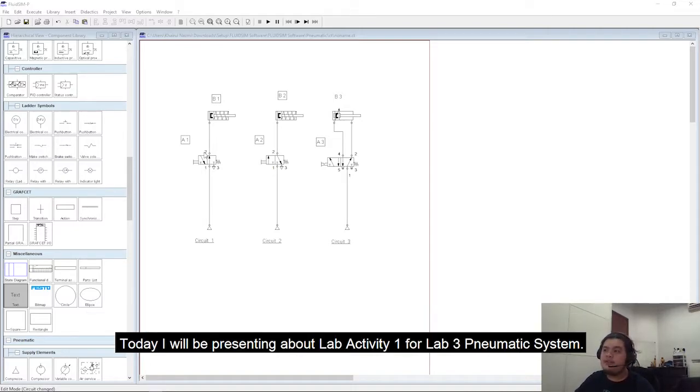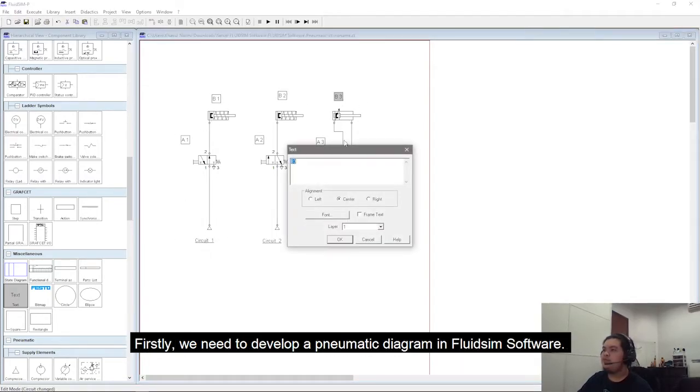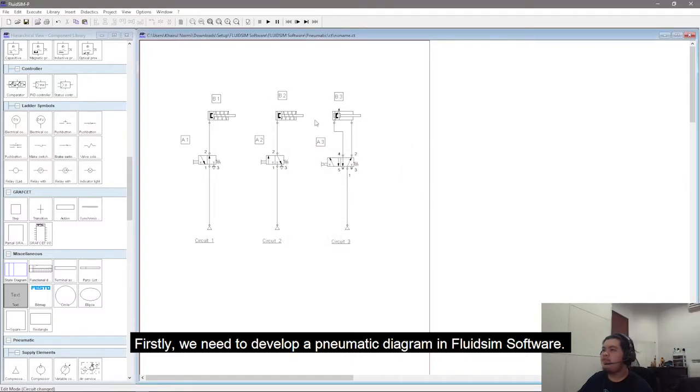Today I will be presenting lab activity 1 for lab 3, pneumatic diagram, pneumatic system. Firstly, we need to develop a pneumatic diagram in Fluid Sim software.